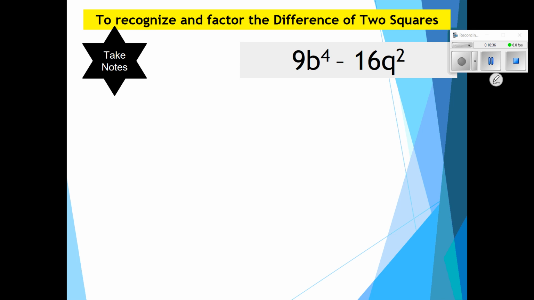9b to the fourth. We can take the square root of 9, that would be 3. We can take the square root of b to the fourth, that would be b squared. We can take the square root of 16, that would be 4. We can take the square root of q squared, that would be q. So they're all perfect squares, so we write it once with a subtraction sign, and then we write it one more time with an addition sign, and we have factored it.